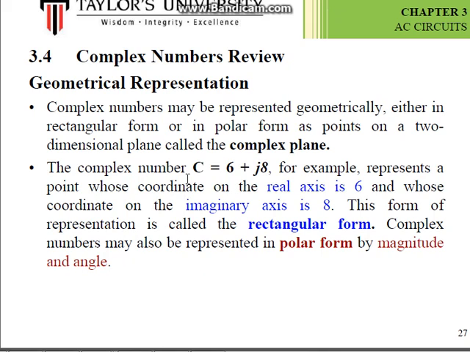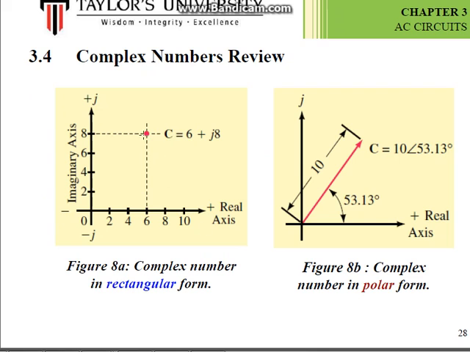I'll just go very quickly with this. For example, this C equals 6 plus j8, which means the real axis is 6 and the imaginary axis is 8. This is what we know as the rectangular form. If it's represented with a magnitude and then the angle, we know it as polar form. So this is just an example of it. For rectangular form, 6 plus j8: 6 on the real axis and 8 on the j-axis. So this dot over here is indicating your C.